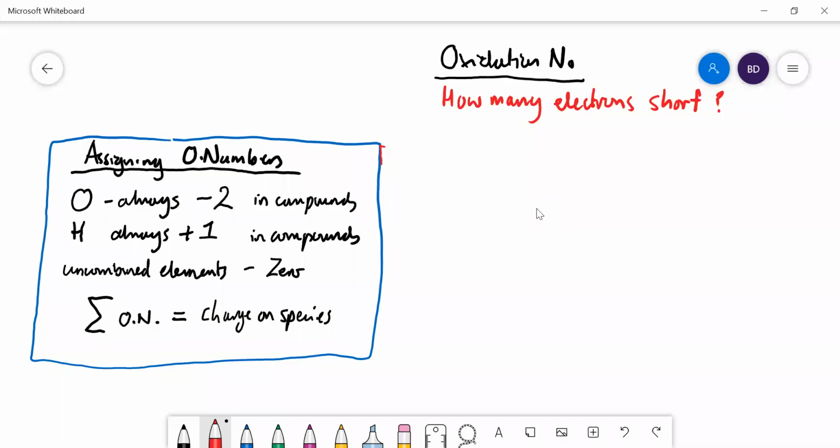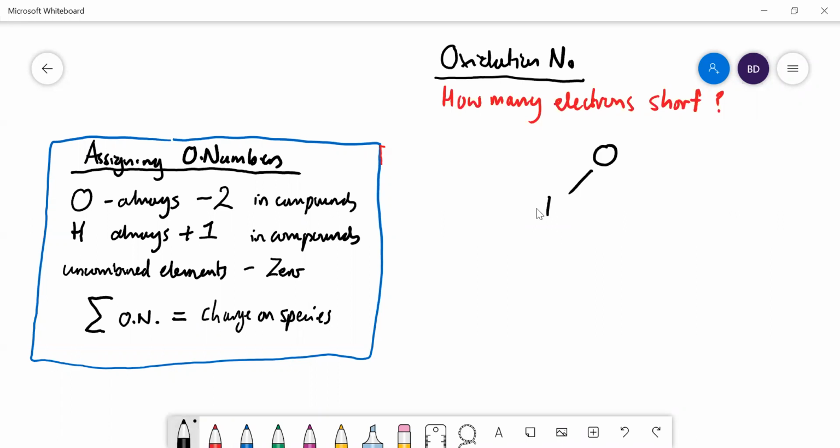Okay, next lesson about oxidation number, second one. So last lesson we said, what is oxidation number? New concept, a bit of a dodgy concept in some ways, but very useful. How many electrons is something short of? Okay, I think we use water.